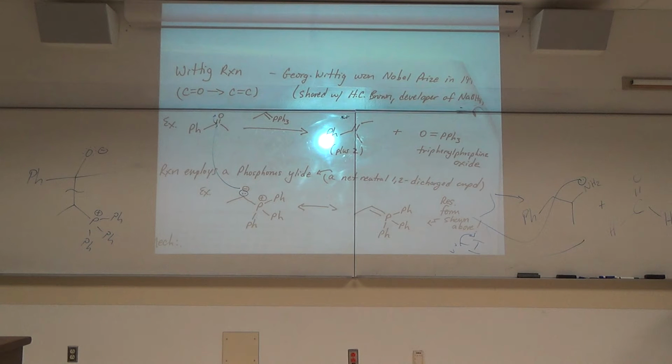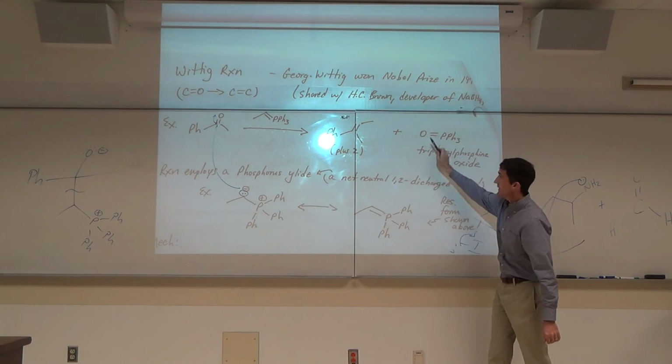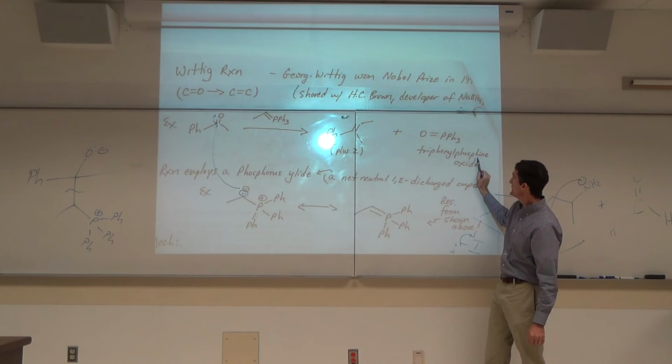Okay, what are we trying to ultimately do? We've got a single bond between carbon and carbon. This ultimately becomes a double bond, right? And we also know that in the reaction, this is produced as a byproduct. That oxygen ends up on the phosphorus. And that's called triphenylphosphine oxide.